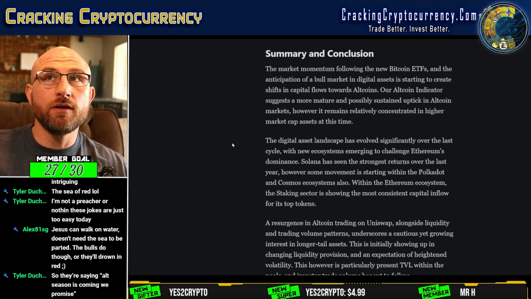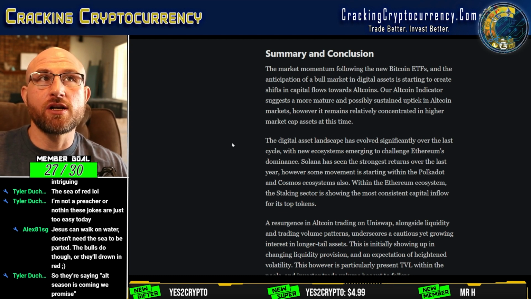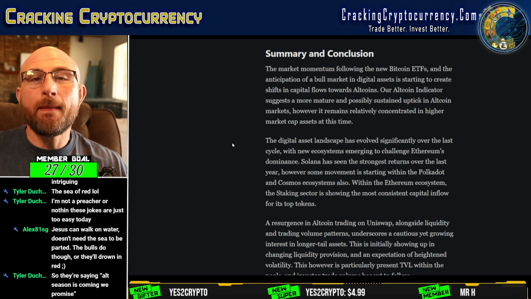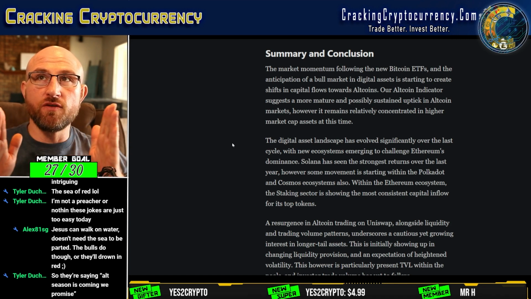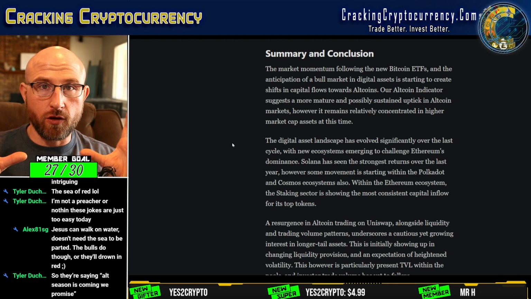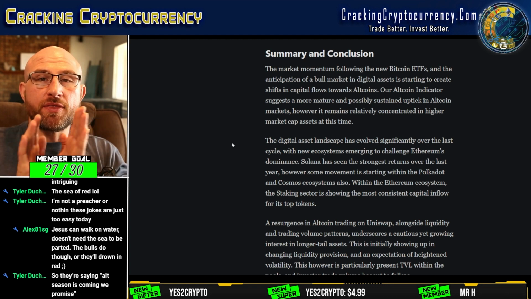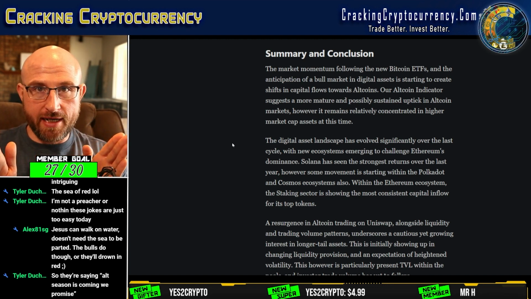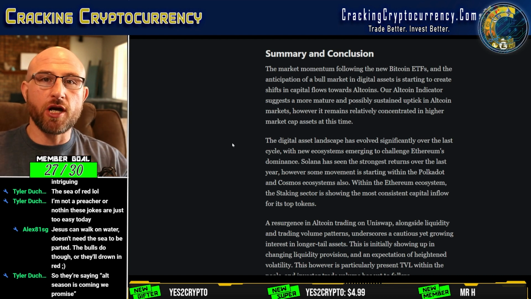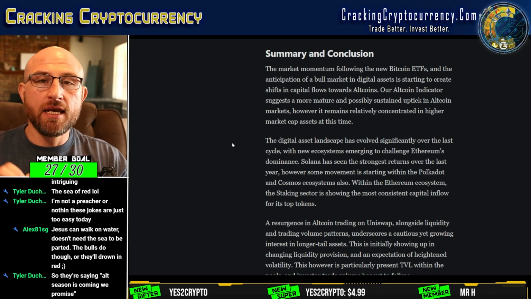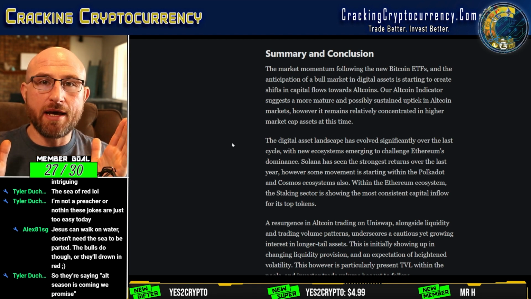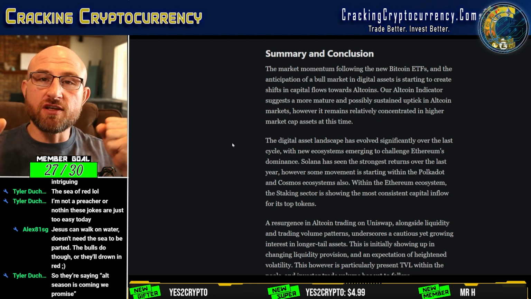However, that interest is relatively concentrated in higher market cap assets at this time, meaning that investors are beginning to move out on the risk curve, which is good for altcoin holders. But they're doing so tentatively right now, right? They're moving into the more established projects, Polkadot, Cosmos, Ethereum, Solana. That's where we're seeing the majority of this movement out on the risk curve. But this is the first step.